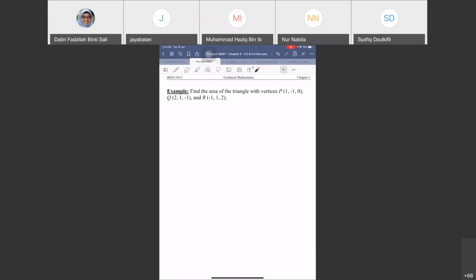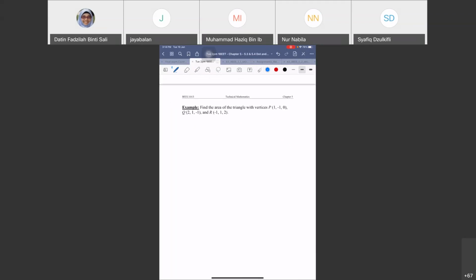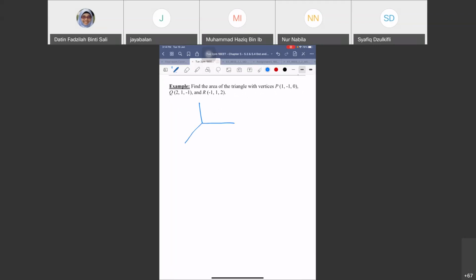So let's say I just sketch this. This is just a rough sketch. It is actually optional, you don't have to, but I just want to show you. If we want to sketch these points on our three-dimensional coordinate system, remember we have our x, y, z. Let's say this is x, y, and z. This is just a rough sketch only.